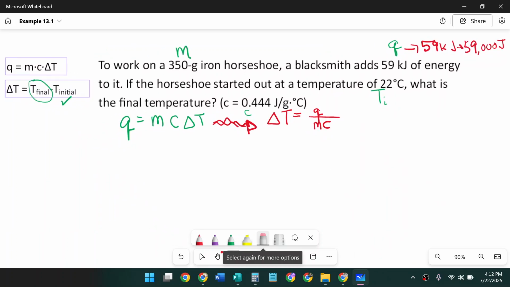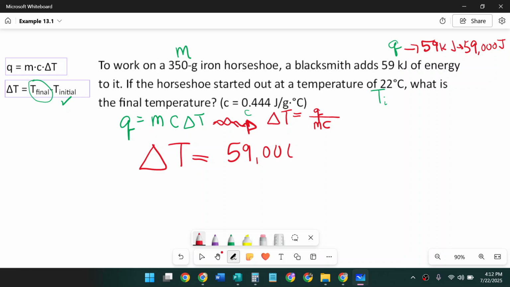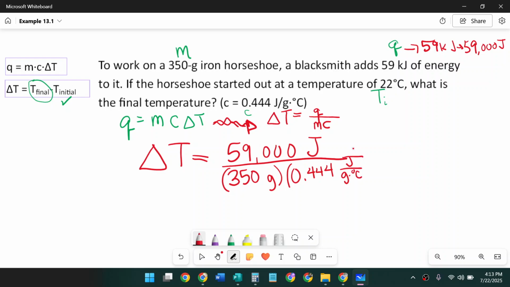All right, now we're ready to put everything into our rearranged equation. Q on the top is the number we just fixed, 59,000, just plain joules. On the bottom, the mass is 350 grams. I'm using this equation right here to help me stay on track. And then my C they gave me is 0.444, and the unit is joules on the top and grams times Celsius on the bottom. Let's start canceling our units first to make sure we know what we're doing.